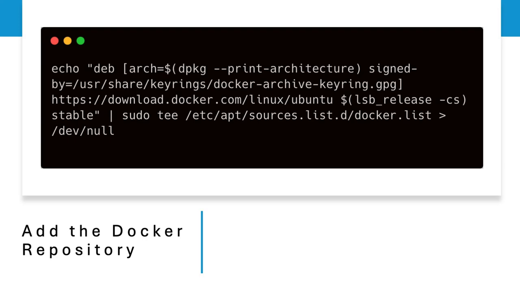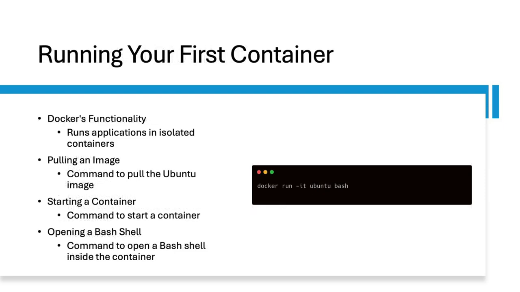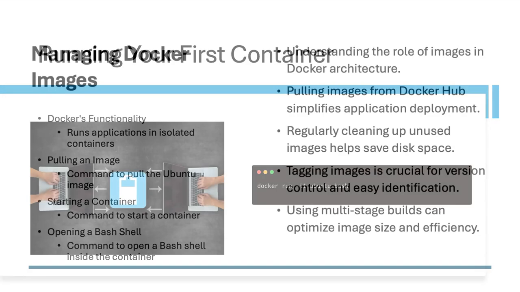Here's a comparison of Debian-based systems with Red Hat-based systems. Docker supports various Linux distributions like Ubuntu, Debian, CentOS, and Fedora. Ensure your system is up to date, install the necessary prerequisites, and confirm Docker is installed and running. Docker allows you to run applications in isolated containers. Use a command to pull the Ubuntu image, start a container, and open a bash shell inside it.